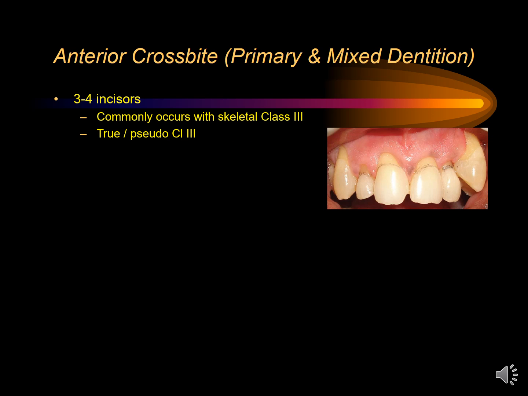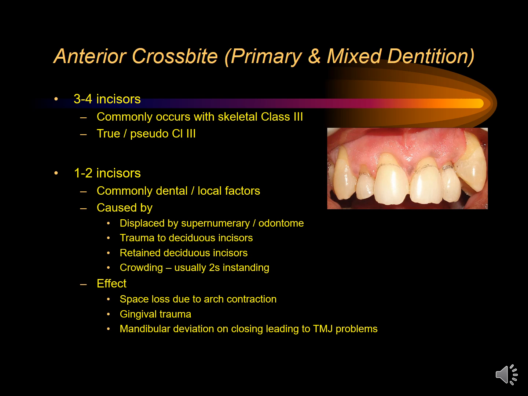If 3 to 4 incisors are involved, this commonly occurs with a skeletal class 3 pattern. The class 3 can be a true class 3 or a pseudo class 3. A pseudo class 3 means the class 3 is due to the forward displacement or deviation of the mandible due to occlusal interferences. If 1 to 2 incisors are involved in the crossbite, it is usually due to dental or local factors.